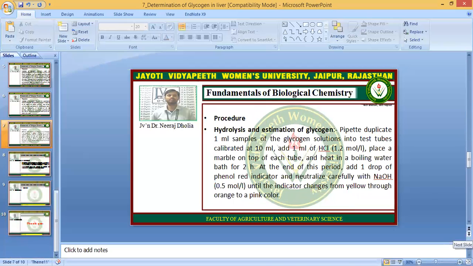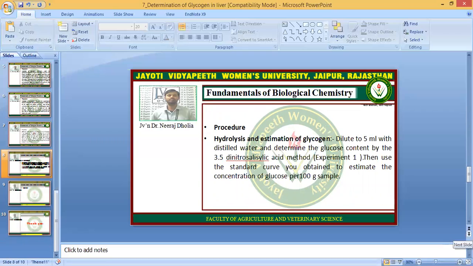So the second step is the hydrolysis and estimation of glycogen. Pipette duplicate 1 ml samples of the glycogen solutions into test tubes and calibrate to 10 ml. Add 1 ml of HCl, place a marble on top of each tube and heat in a boiling water bath for 2 hours. At the end of this period, add 1 drop of phenol red indicator and neutralize carefully with NaOH until the indicator changes from yellow to orange to a pink color.